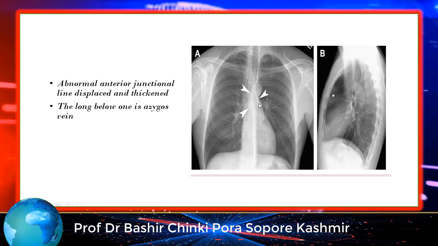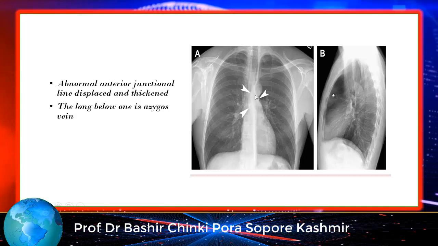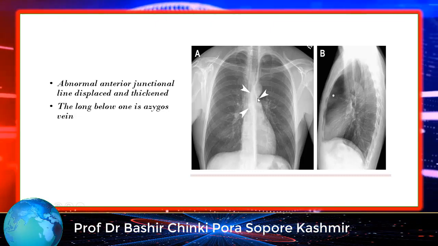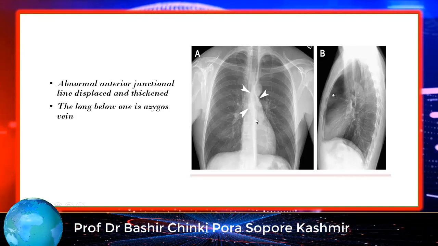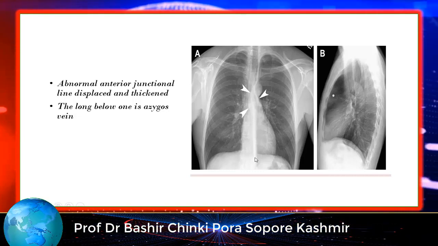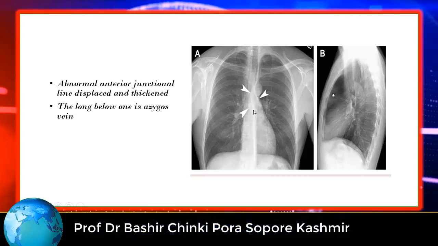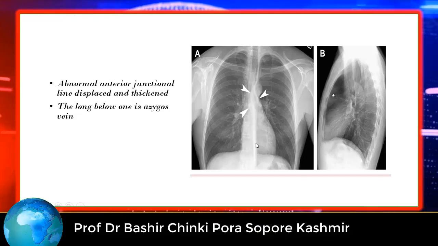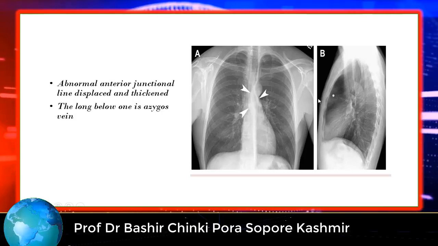This is the anterior junctional line, which is slightly oblique, which is displaced, and is thickened. You can see this is thickened here. In previous X-rays, the anterior junctional line was not thickened. And the line you see here, there is another vertical opacity or another vertical line. This line is called azygos. This is formed due to the azygos vein. Is that clear? Yes.